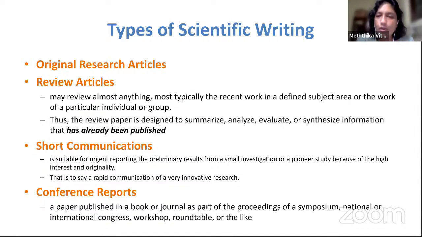The first one is the original research article. When you carry out research and have new findings, you can write a manuscript and publish it as an original research article, right? So when you publish data from a research, that becomes an original research article.